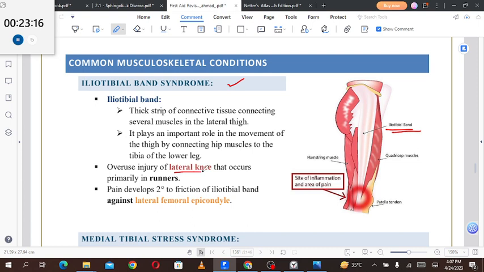It is an overuse injury of the lateral knee that occurs primarily in runners. Pain develops secondary to friction of the iliotibial band against the lateral femoral epicondyle. The lateral femoral epicondyle would be over here. Friction can occur over here or maybe over here, because when a person is running, this iliotibial band is stretching and that is causing strain on the lateral knee. That strain can cause lateral knee injury that occurs primarily in runners. Okay, so this is iliotibial band syndrome.